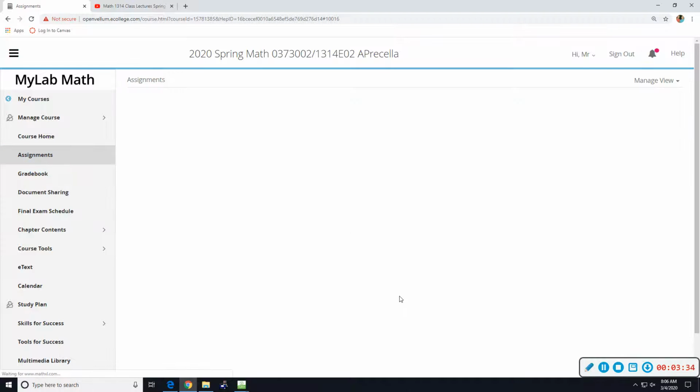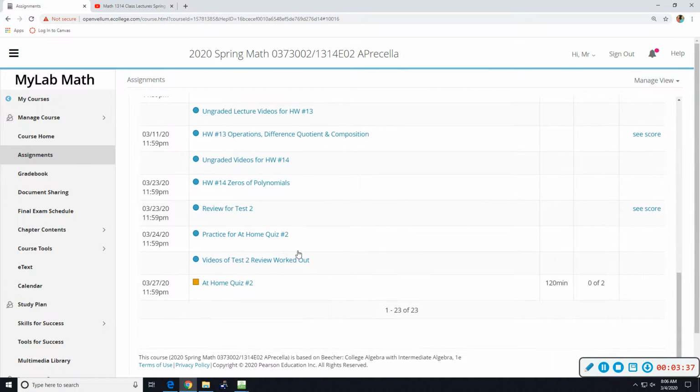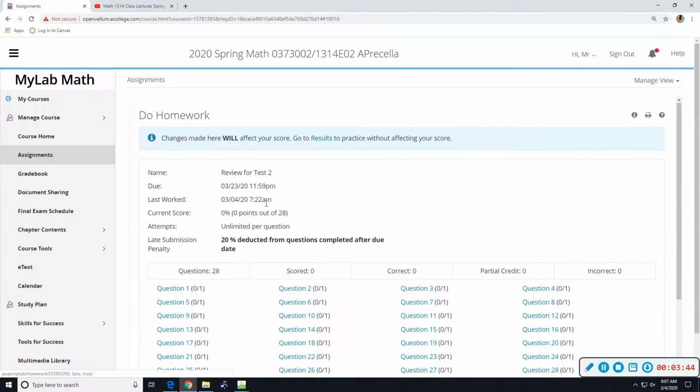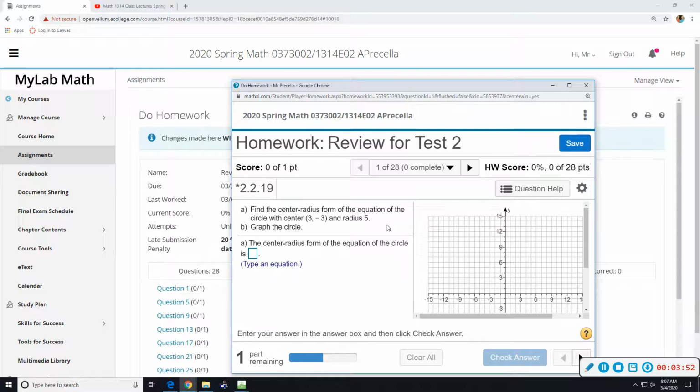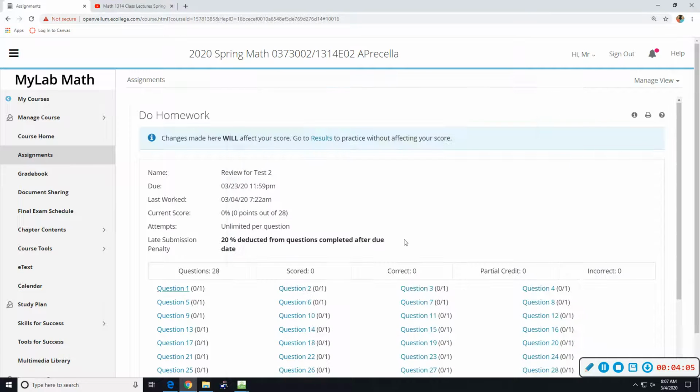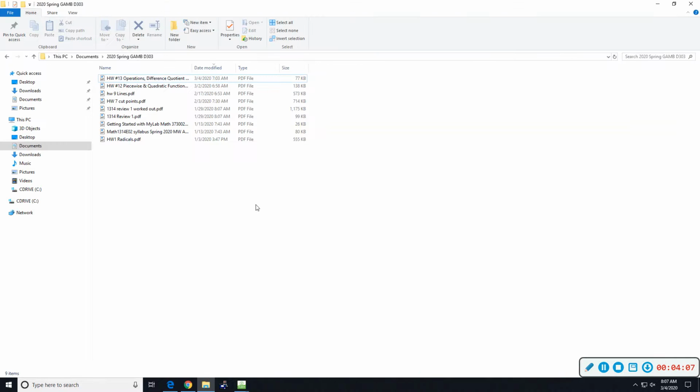There's also a graded review for test 2. Some of y'all didn't do that document sharing review because it didn't count for a grade, and so this one is graded. It's just not multiple choice. If my math lab had it multiple choice, then it was multiple choice, but like some of the piecewise function problems would be multiple choice on this review. But anyway, it matches up perfectly. Circle, center radius, form of a circle.